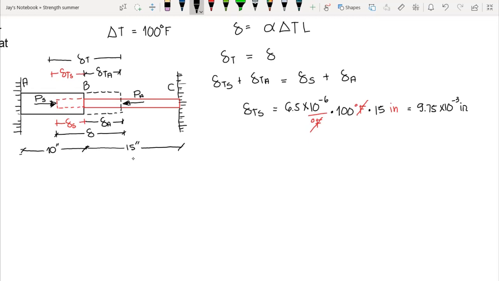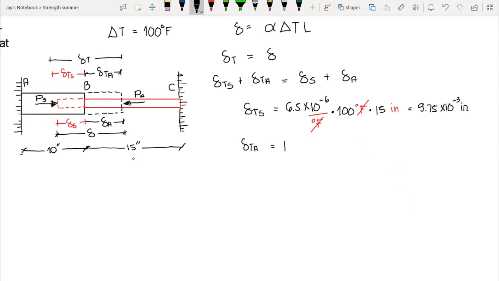Okay? Now for aluminum, we have the thermal expansion, that is 12.8 times 10 raised to negative 6, times the change in temperature is 100, times the length of our aluminum, that is 10 inches, and this equals 0.0128 inch. Okay, since we need to add these two, the thermal deformation of steel plus the thermal deformation of aluminum, if you add these two, we have 0.02255. That is the total thermal deformation.